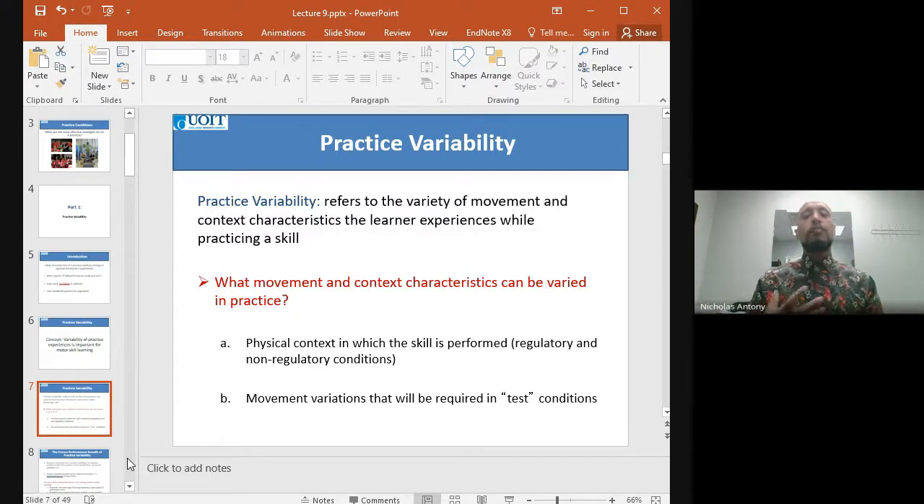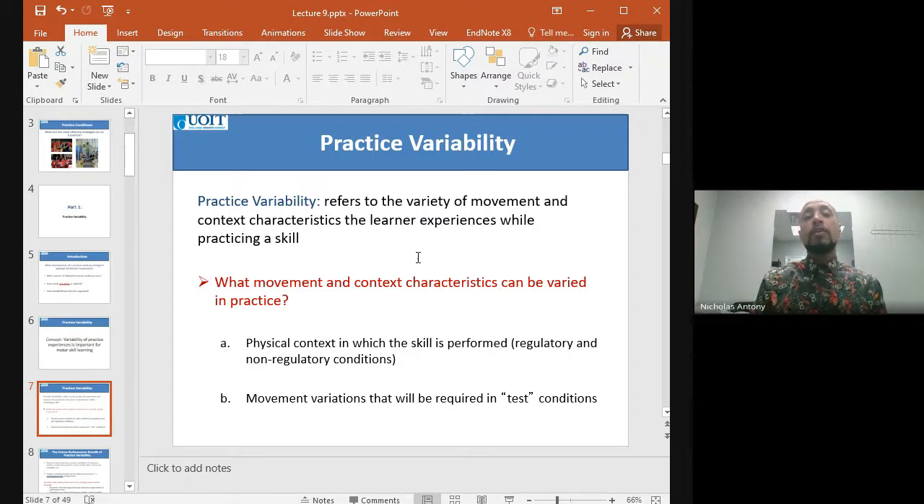When discussing the term practice variability in research or in motor learning, or when developing your practice schedule, practice variability refers to the variety of movement and context characteristics the learner will experience while practicing that specific skill. Okay, so Joshua, let's say you said plays and skill. So let's say we're teaching them power play. What are some of the variations that you could practice of that type of skill?